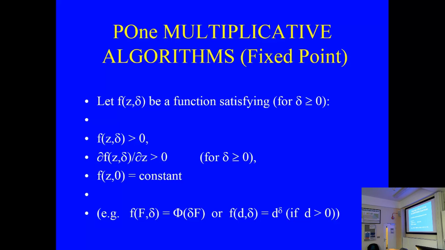Well, for the P1 problem, I and others in Glasgow have developed what we call the multiplicative algorithm, and it involves a function f with two arguments, z and delta. Delta is a kind of tuning parameter which will be either positive or negative. The function f should be increasing in z, and if we set delta equal to 0, we want a constant. Two examples that we will use are f being equal to the normal CDF with argument delta times z, or d to the power delta when d is positive.